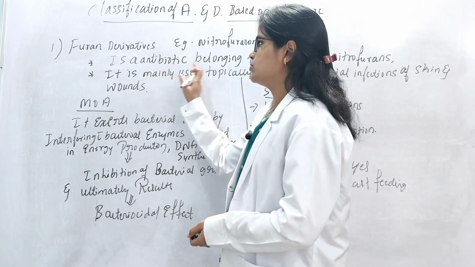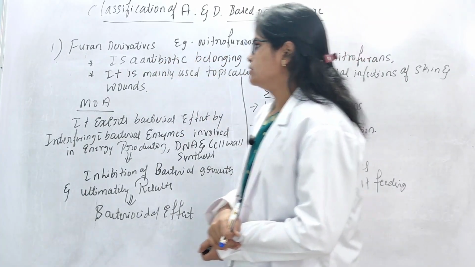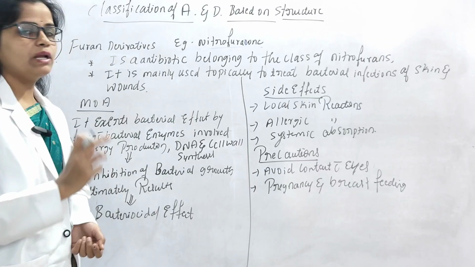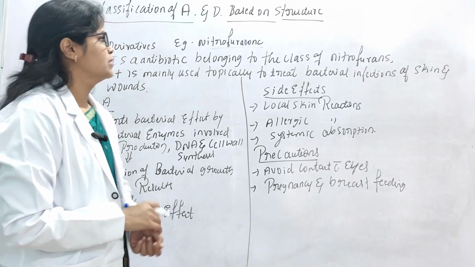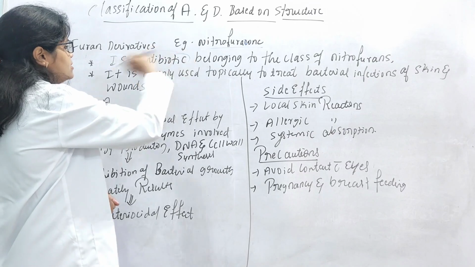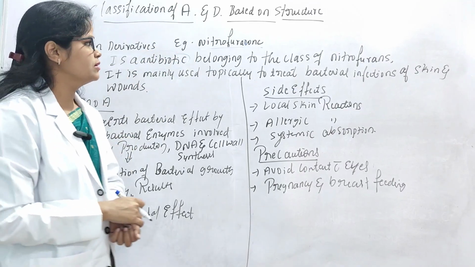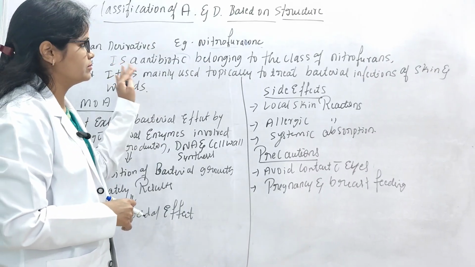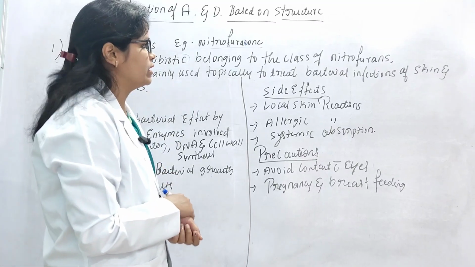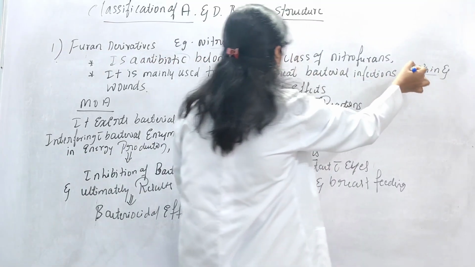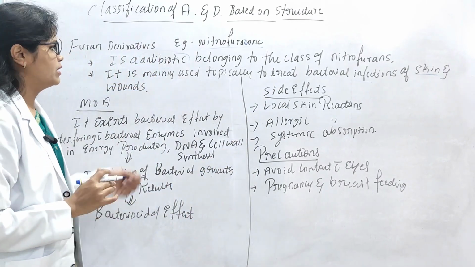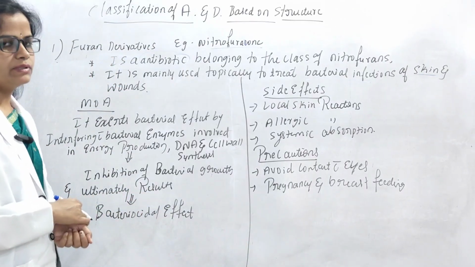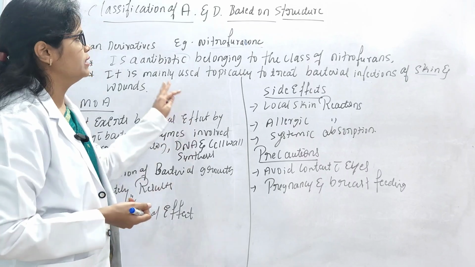That is furan derivatives. Example for this is nitrofurazone. So here nitrofurazone is an antibiotic belonging to the class of nitrofurans. These are also used as antibiotics, means the drugs which are used to treat bacterial infections. The indication of this chemical agent is that it is used topically to treat bacterial infections of skin and wounds. Indications, in which conditions they use it: bacterial infections of skin and wounds. So in bacterial infection conditions, nitrofurans are used.